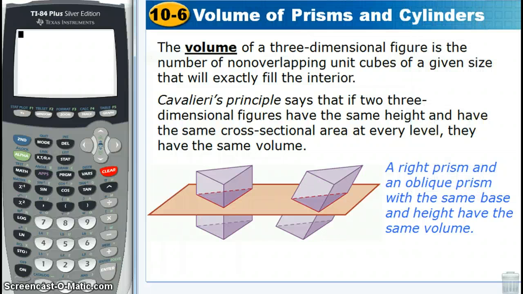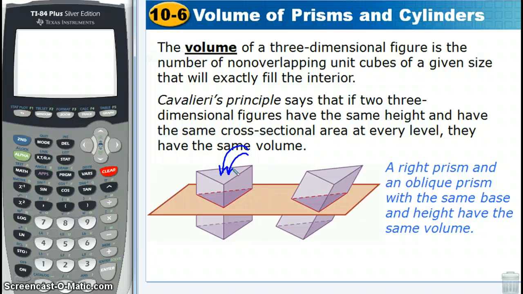The volume of a three-dimensional figure is the number of non-overlapping unit cubes of a given size that will exactly fit in the interior. So think of this as a bunch of dice. If we pour a bunch of dice inside of this figure, how many dice will fit if they're all touching the edges? Okay?